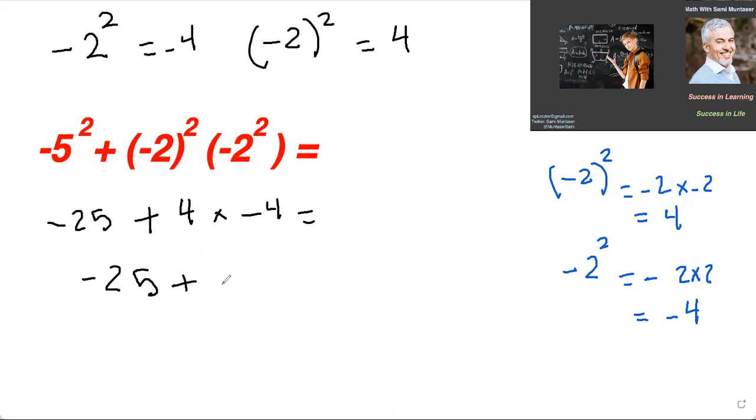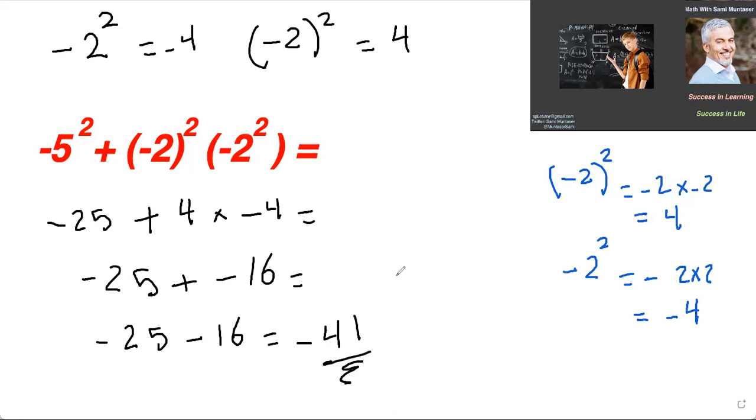plus 4 times -4 is -16, which is the same as -25 minus 16, which equals -41. And that should be your answer. Hopefully, while you paused, you got this answer. If you haven't, just make sure you review what I'm trying to tell you here to understand how this works.